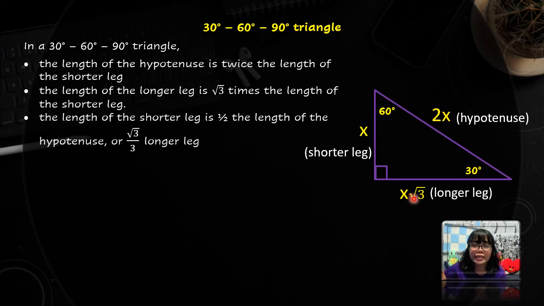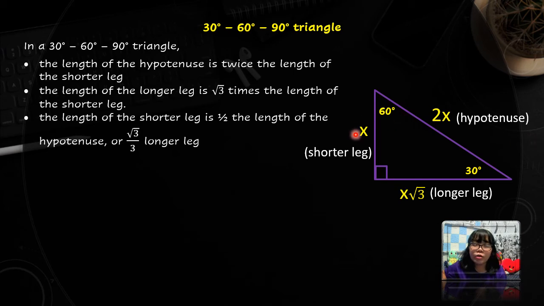With sides x, 2x, and x square root of 3. Now, given the shorter leg, again, to get the hypotenuse, we need to multiply the shorter leg by 2, or that is twice the shorter leg. So, if your shorter leg is x, we need to multiply this x by 2 to get the hypotenuse. So, x times 2, that is 2x. So, your hypotenuse is equal to 2x.